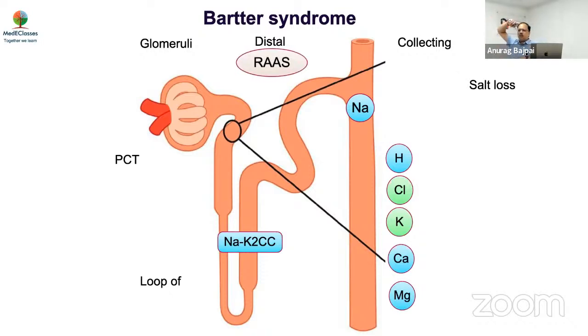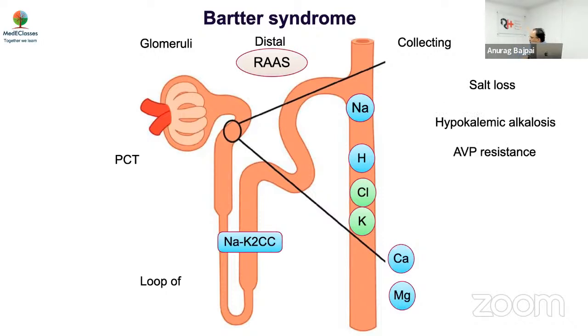And because of this hypovolemia, your RAS axis also goes up. So your ENaC channel goes up, it starts overdrive. You're losing proton, you're losing chloride, you're losing potassium. So you will have hypochloremic metabolic alkalosis with hypokalemia. So this is what will happen.